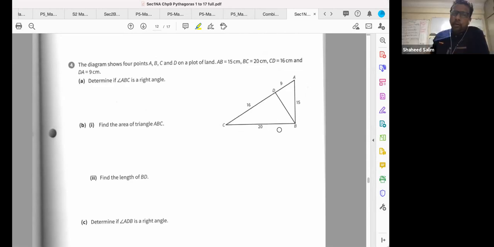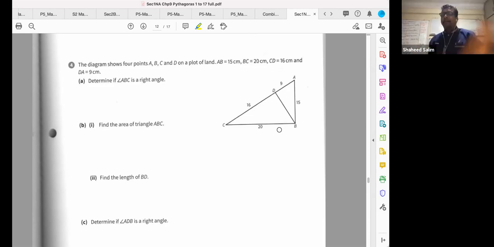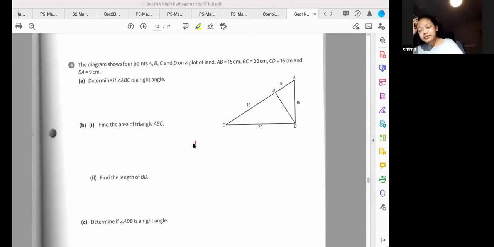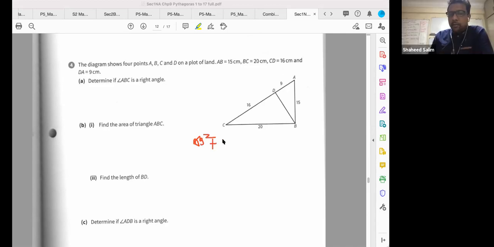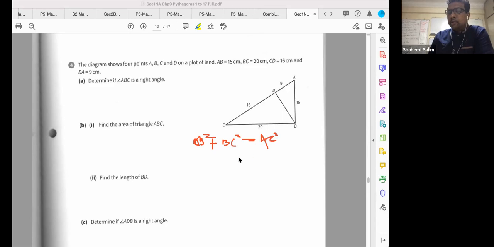Yes. How do you know? 16 plus 9. 25. Then you find. So okay, maybe can you just say like this now? The rule of the thing, you can say AB squared plus BC squared equals to AC squared. This is your reasoning. This is Pythagoras theorem, right?